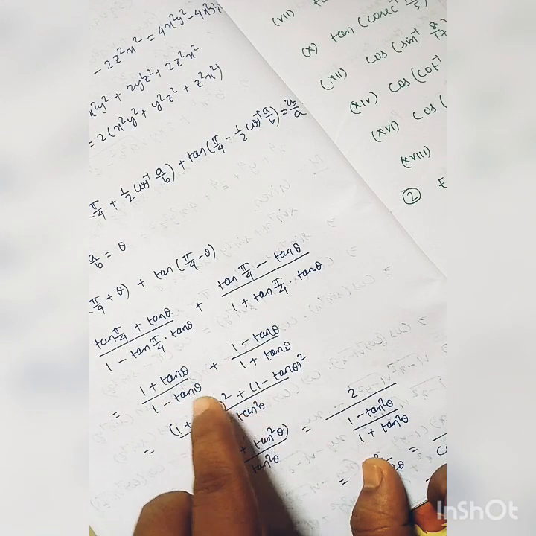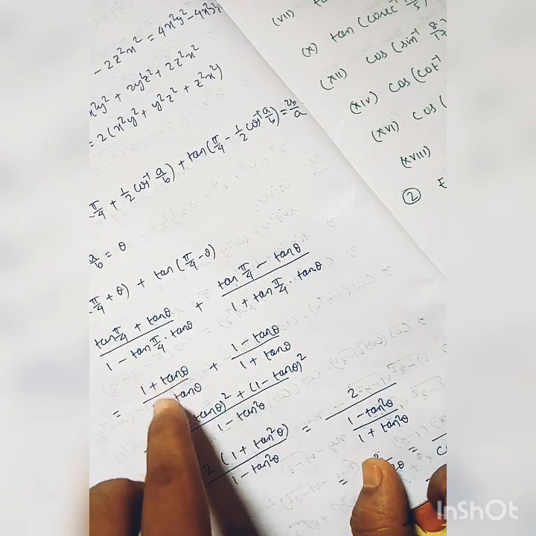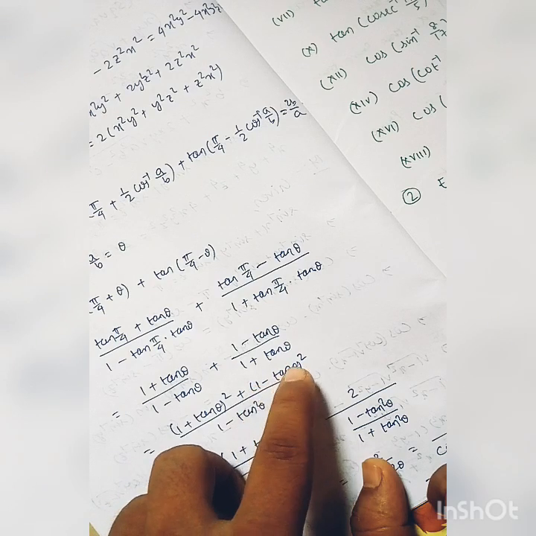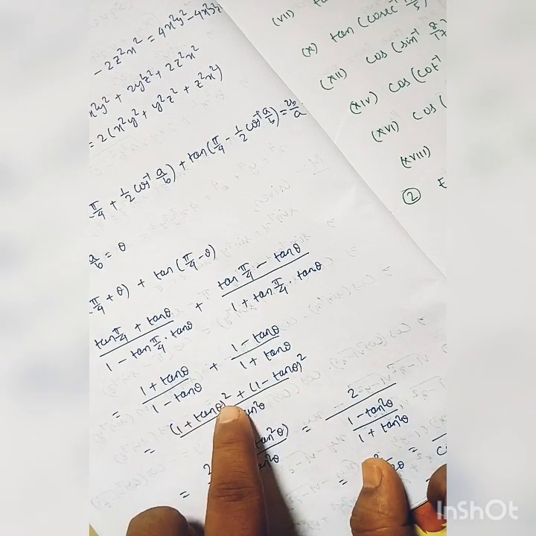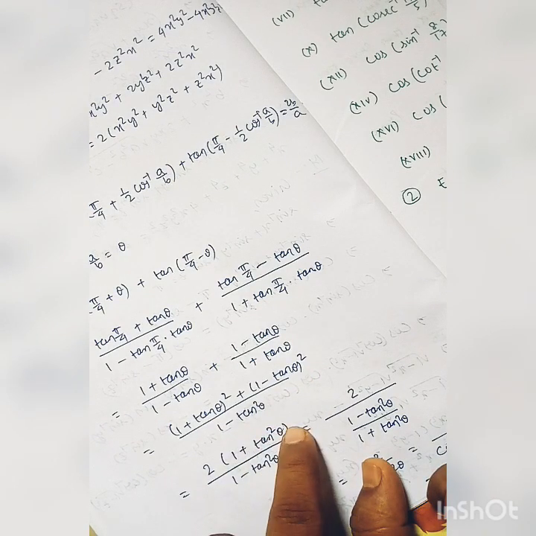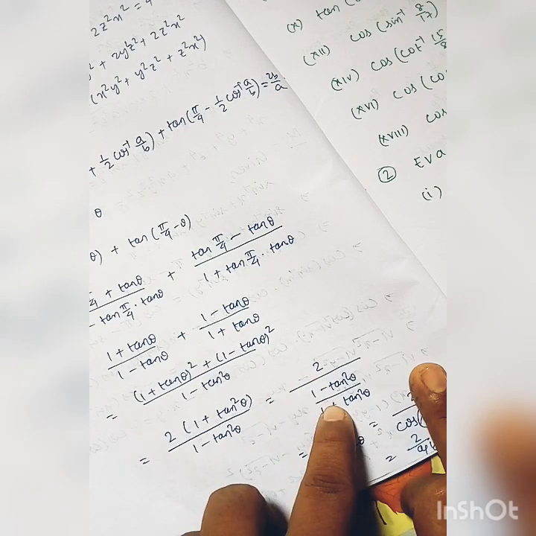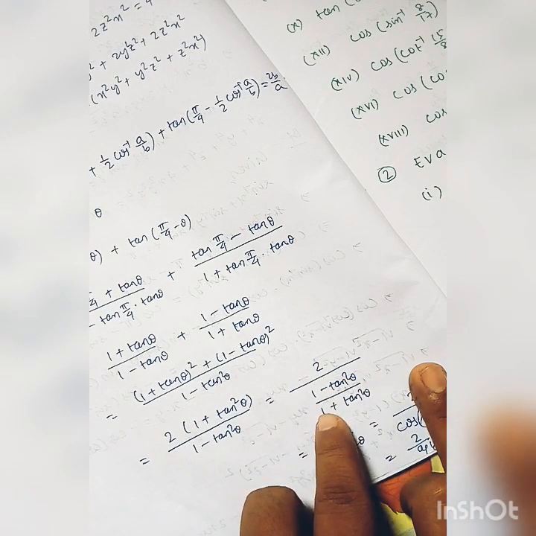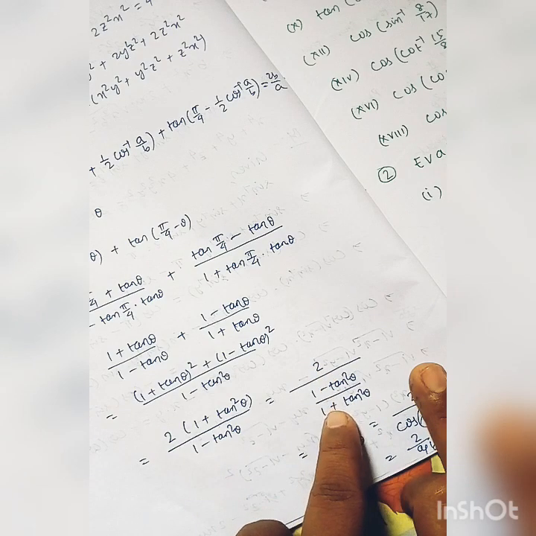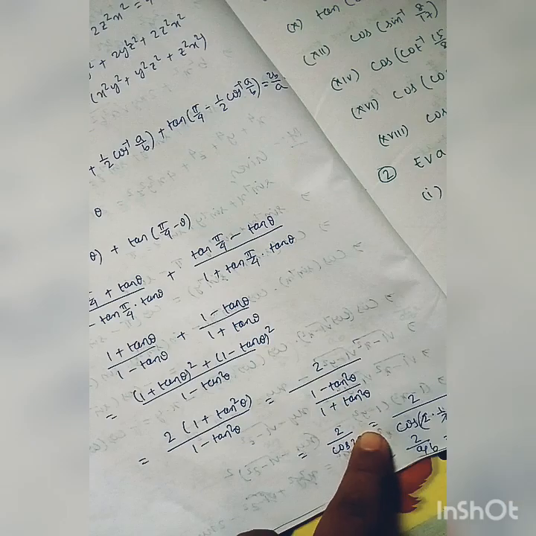Again, the numerator is (1 plus tan theta) whole square plus (1 minus tan theta) whole square. (a plus b) whole square plus (a minus b) whole square is 2 times (a square plus b square), so we get 2(1 plus tan square theta) by (1 minus tan square theta), which we can write in this way. We know that (1 minus tan square theta) by (1 plus tan square theta) is the formula for cos 2 theta, from first year trigonometry. So this is 2 by cos 2 theta.